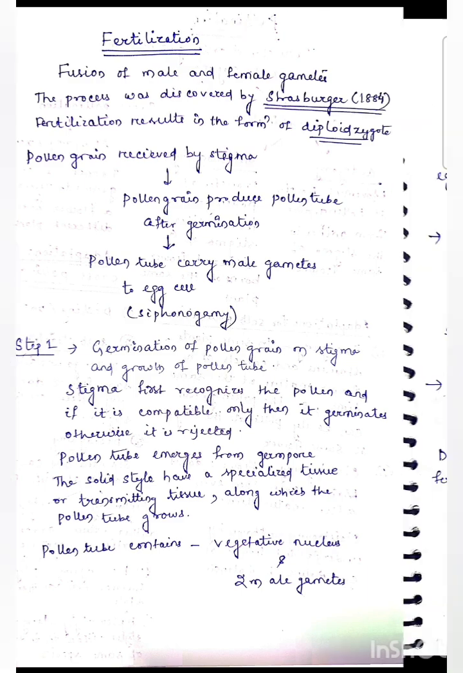Then step 1, germination of pollen grain on stigma and growth of pollen tube. The stigma first recognizes the pollen, and if it is compatible, only then it germinates, otherwise it is rejected. The pollen tube emerges from the germ pore. The solid style has specialized tissue called transmitting tissue, along which the pollen tube grows towards the embryo sac, and that pollen tube contains a vegetative nucleus and 2 male gametes.